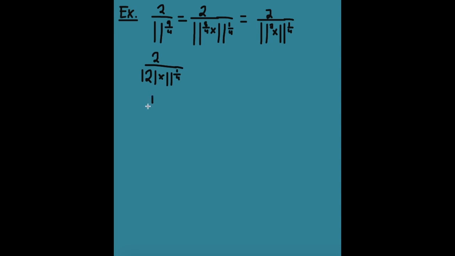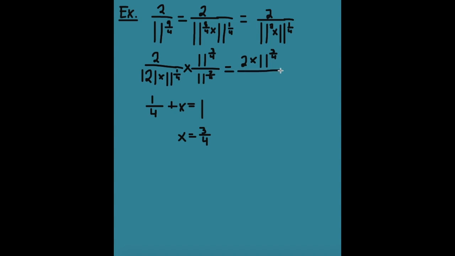1 over 4, which is the exponent in the denominator, plus x equals 1. And when you subtract by 1 over 4 on both sides, you get x equals 3 over 4. So we multiply the numerator and denominator by 11 to the 3 over 4 power. Then, in the numerator, we get 2 times 11 to the 3 over 4 power.